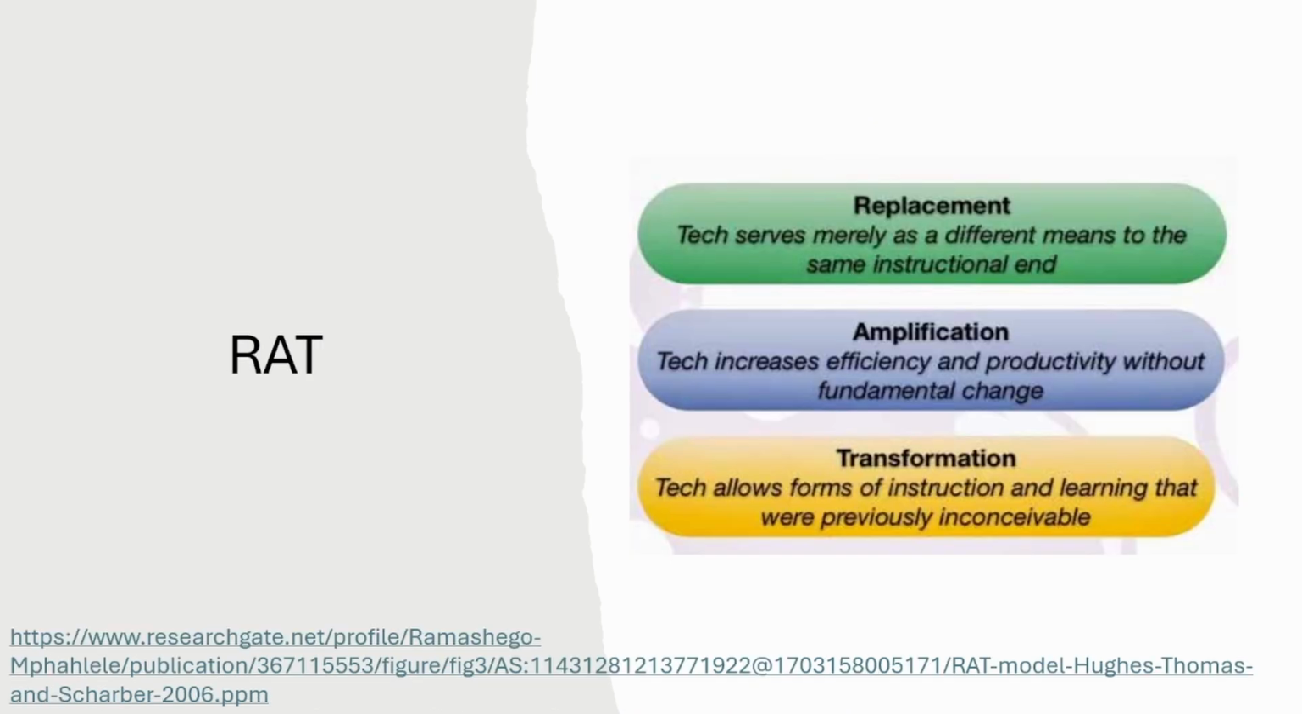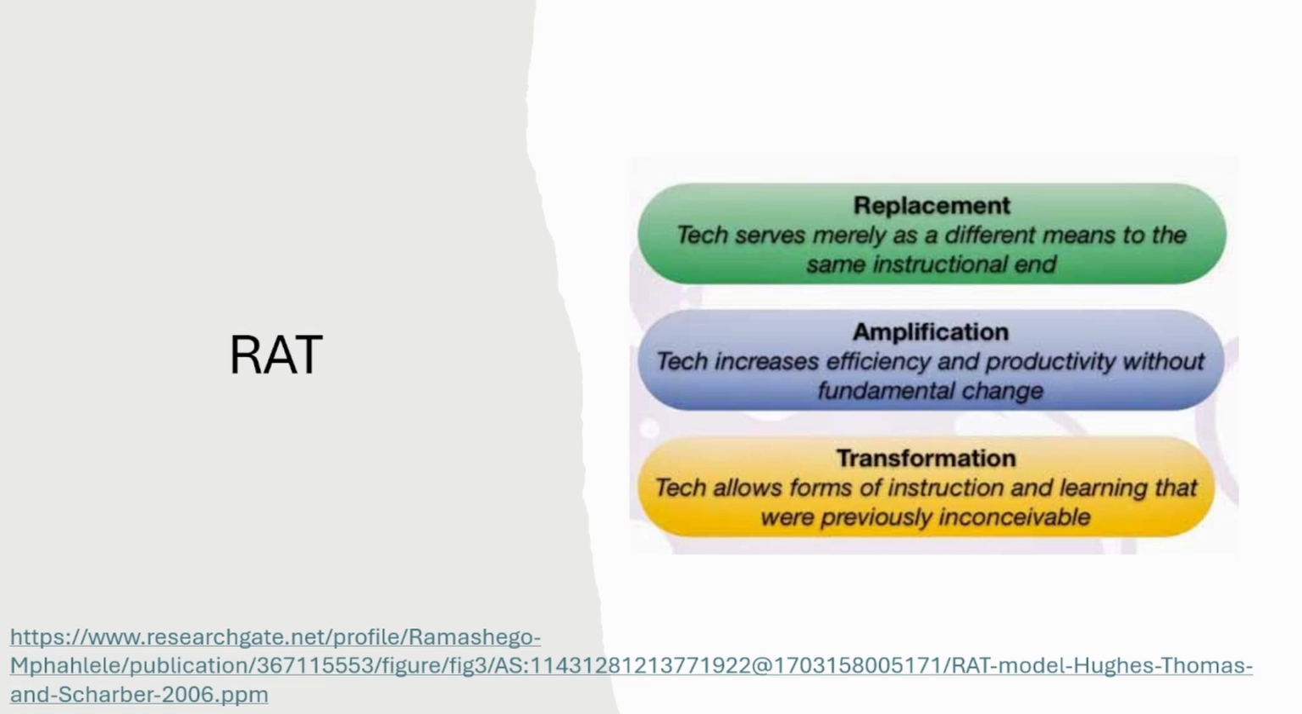Replacement, amplification, transformation, RAT. This reflective model, developed by Hughes, looks like SAMA, but depicts only 3 levels of technology integration rather than 4. Replacement is functionally the same as substitution. Amplification is described in the same way as augmentation. And transformation is the same term used as the grouping word in SAMA for the 2 remaining criteria.